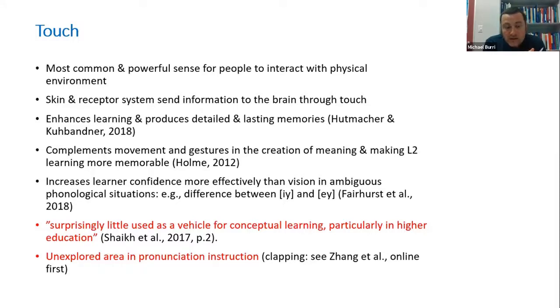Touch also appears to increase learner confidence more effectively than the visual domain, particularly in ambiguous phonological situations, such as the difference between E and A, those two diphthongs. If you add touch there, learners appear to be able to distinguish between those more clearly. But, and in red down here, touch is almost non-existent in higher education, let alone in pronunciation instruction.